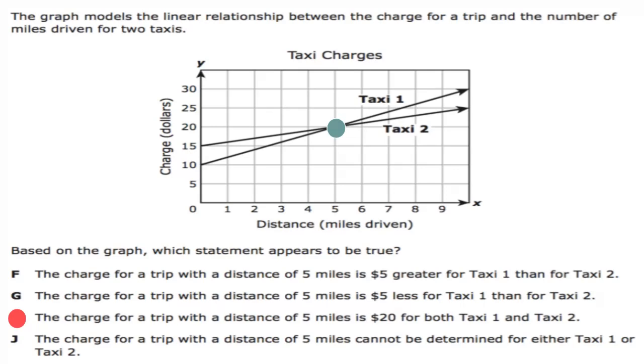And of course, we always want to look at our last answer choice. The charge for a trip with a distance of 5 miles cannot be determined for either taxi 1 or taxi 2, and that's not true. So again, I will go with answer choice H.